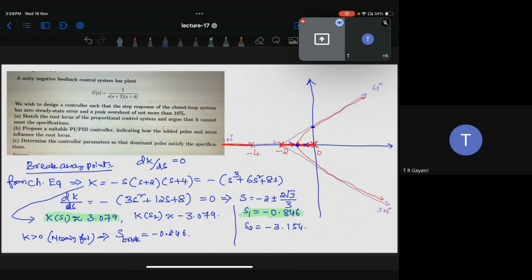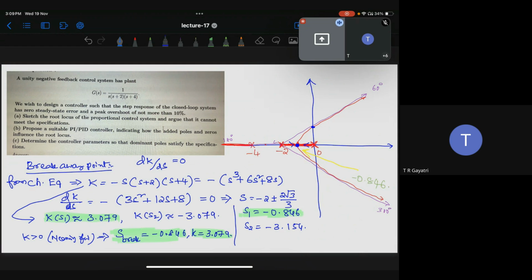At that point, what is your k? It is 3.079. So for k equal to 3.079, we are getting s equal to minus 0.846. It means that this particular point is minus 0.846. Is this clear? That is the break point, this point, minus 0.846.